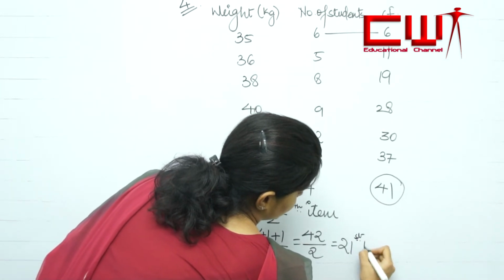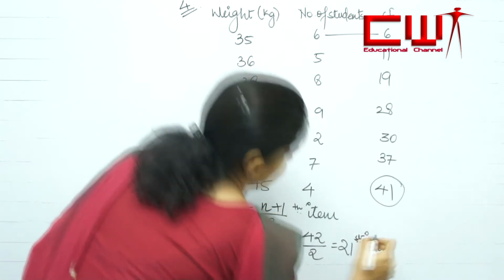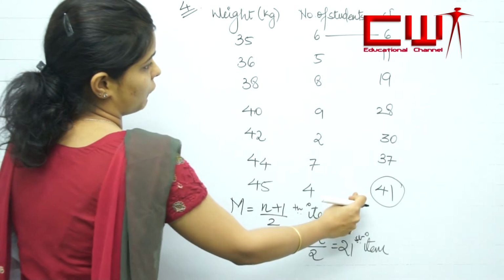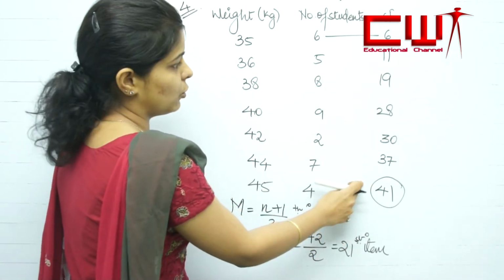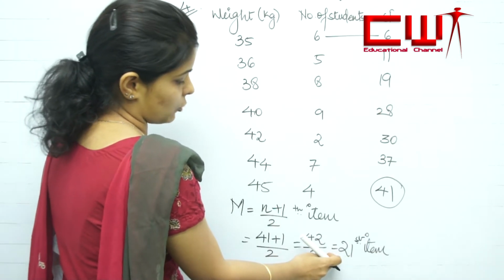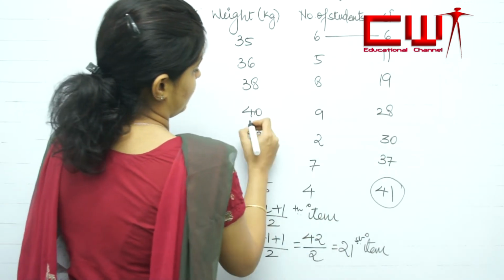21st item. What is the 21st item? You will see in the cumulative frequency. Is 21 given in the cumulative frequency? No. So which is the next number after 21? 28. This.